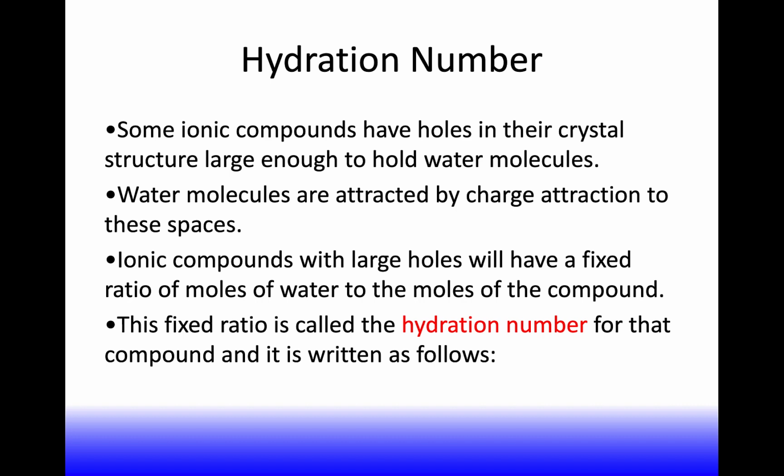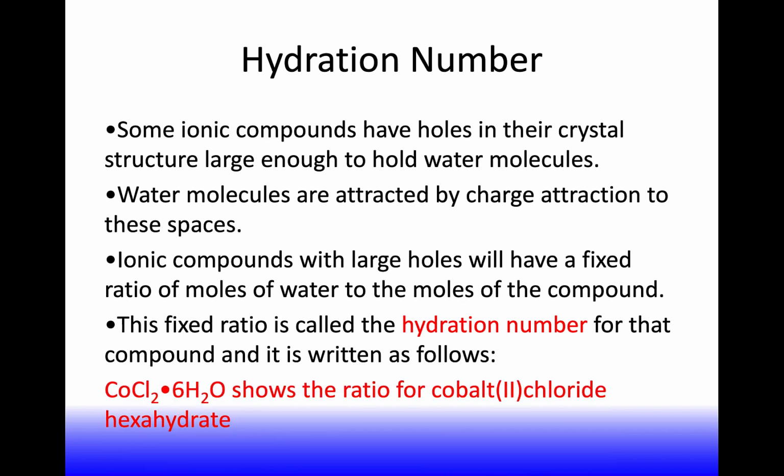For that compound, it's written as follows. Here's an example. This is cobalt 2 chloride with a dot 6H2O. So if you were looking at the ratio, for every 6 moles of water, there's 1 mole of cobalt 2 chloride. All right, this shows the ratio of the formula.